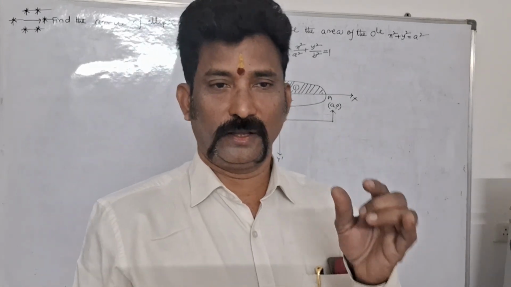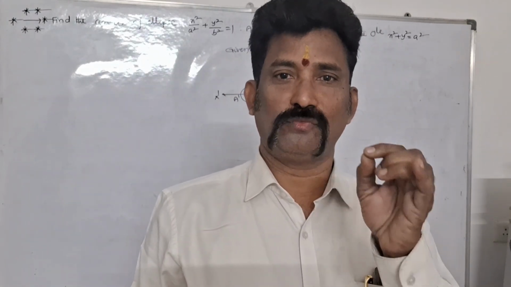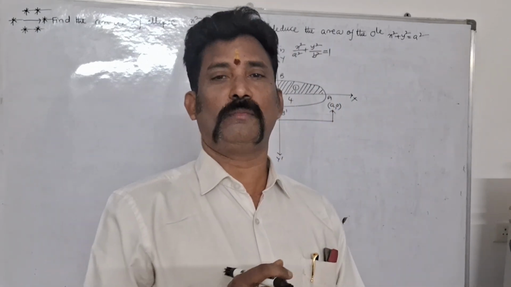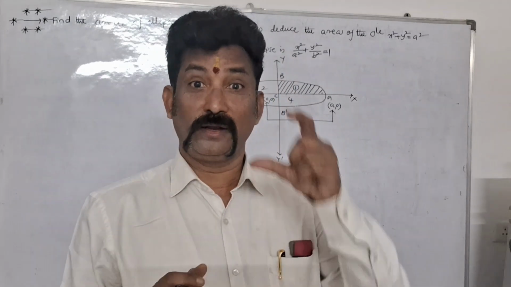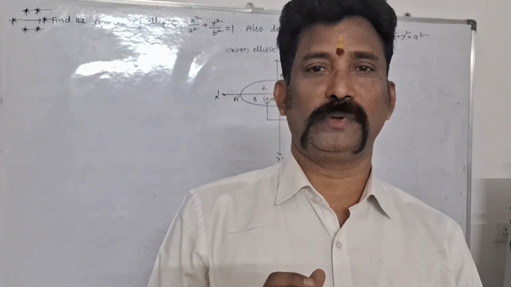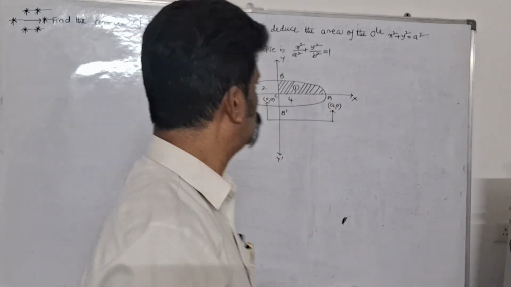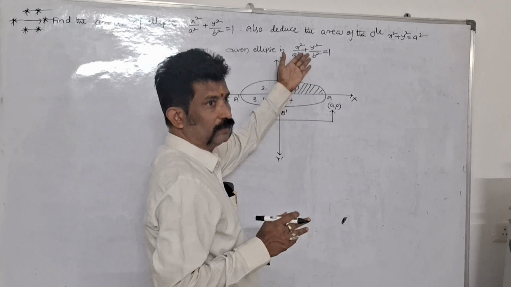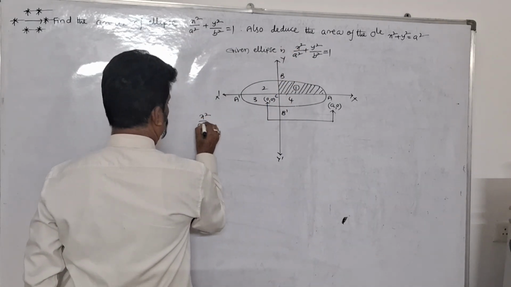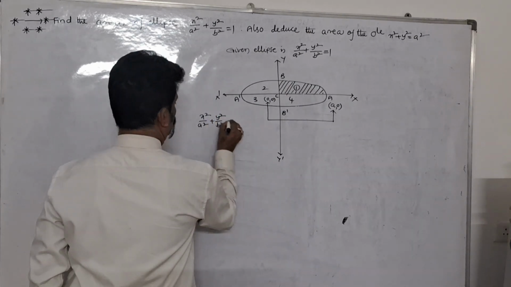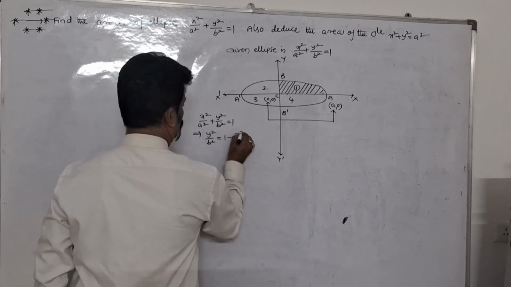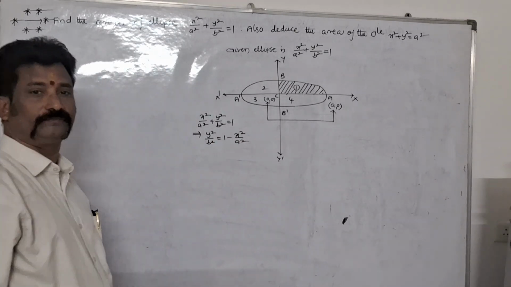Why? Because the area bounded by the region y is equal to f of x, the x-axis, and the ordinates x is equal to a, x is equal to b is given by integration a to b of f of x dx, or integration a to b of y dx. So we don't know the y value directly, so we can find the y value from the given equation. So x square by a square plus y square by b square is equal to 1. That implies y square by b square is equal to 1 minus x square by a square.